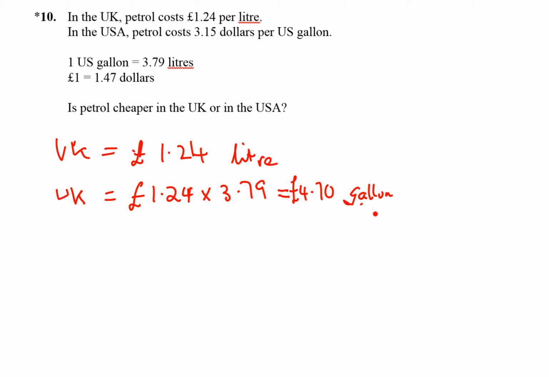For a gallon in the UK, and we know that in the USA it costs $3.15 per gallon. So the problem is this is in pounds, we need it in dollars, so we're now going to convert it to dollars. And where's our information for that? Right, for every pound you get that many dollars. So this is how many pounds we've got. Let's get that into dollars.